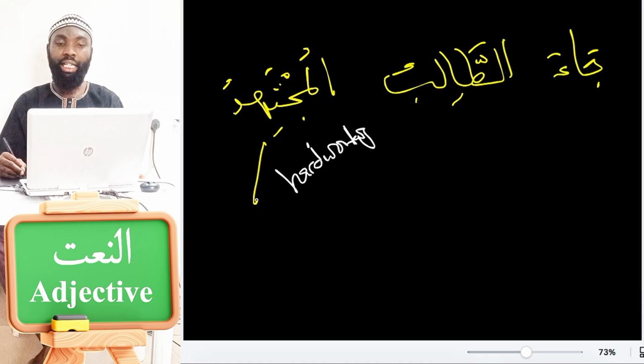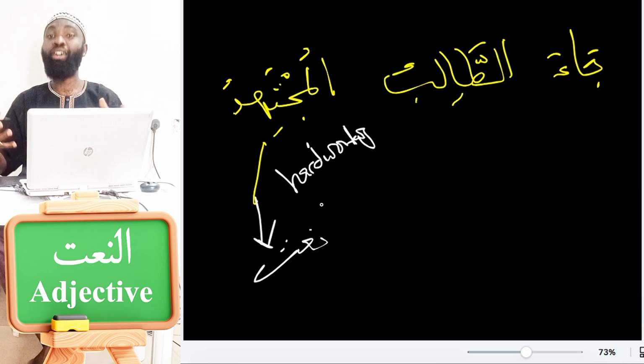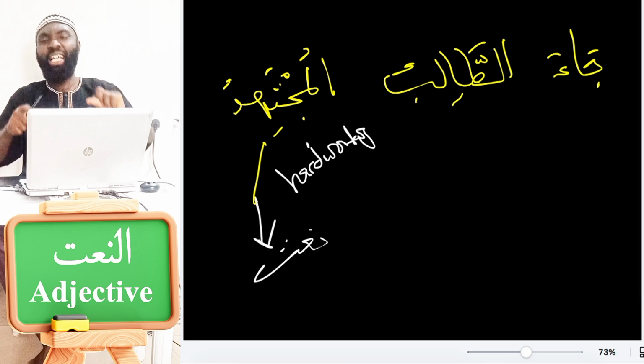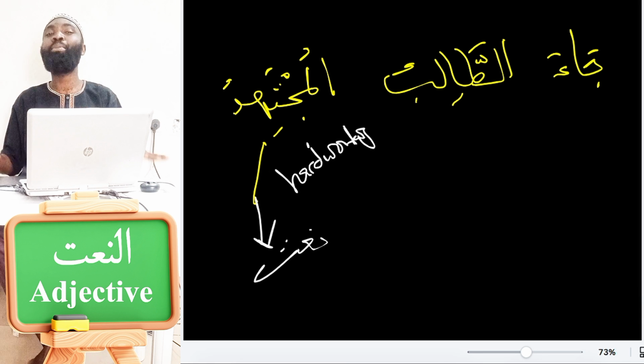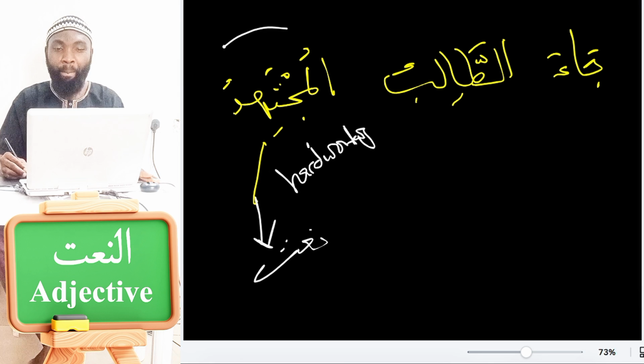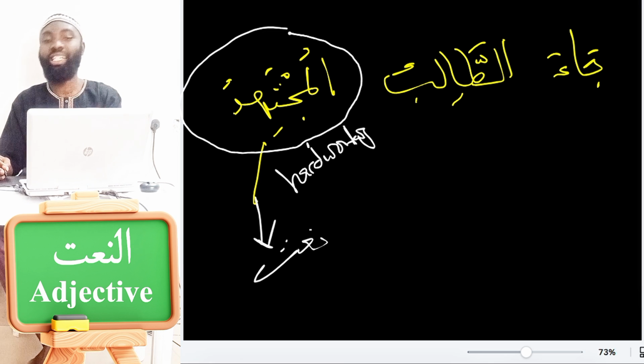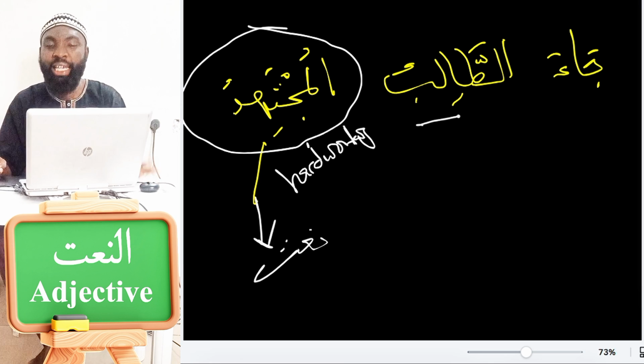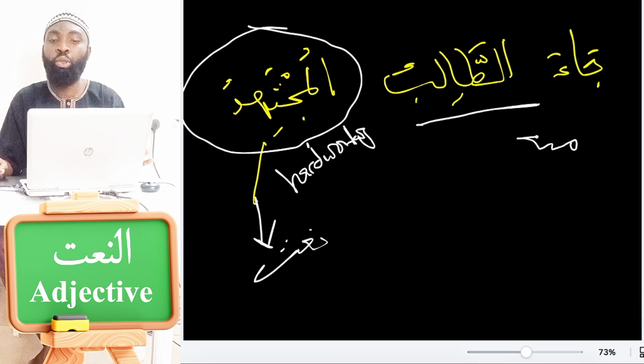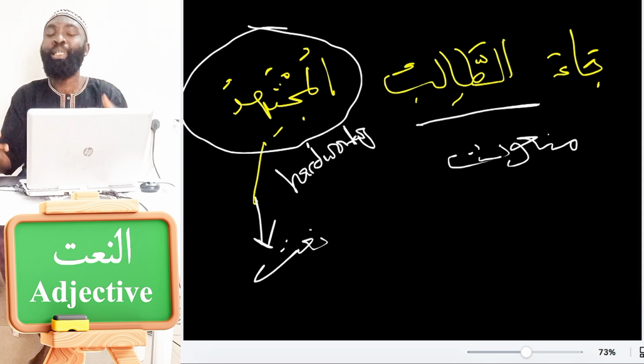So the word al-mujtahidu is the na'at. What is na'at? It is the adjective, because it is giving us more details. It is describing the student who came. If I say ja'a talibu, the student came. Which student? Al-mujtahidu, the hardworking student. So this is what we mean by an-na'tu. While the word at-talibu is known as man'ut, which means the noun that is being qualified, because it is at-talibu that we are qualifying and describing.